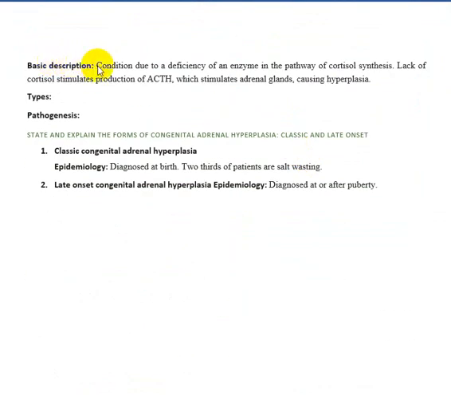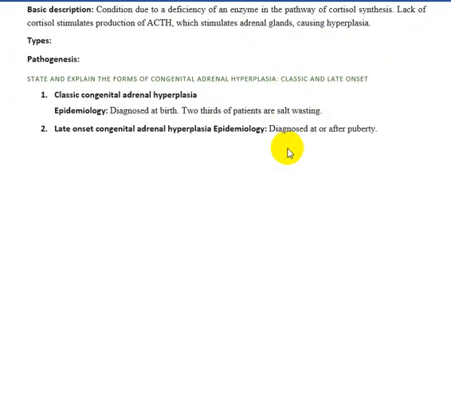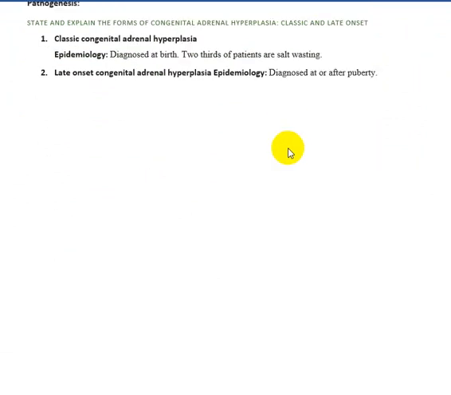So basic description: the condition is a deficiency of an enzyme of cortisol synthesis. Lack of cortisol stimulates production of ACTH, which stimulates the adrenal, causing hyperplasia, and the hyperplasia only causes an increase in the level of the androgens.